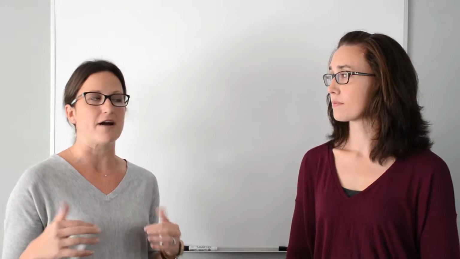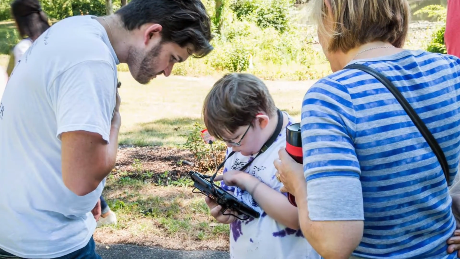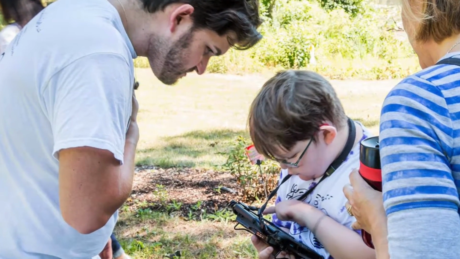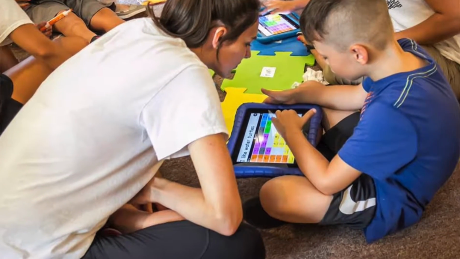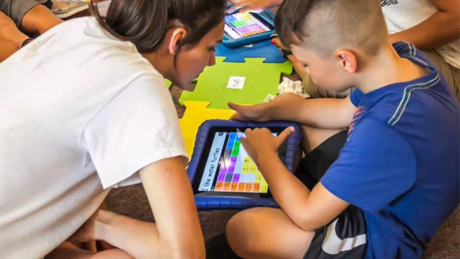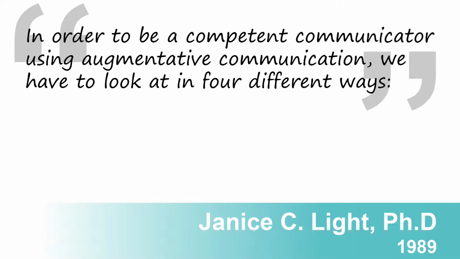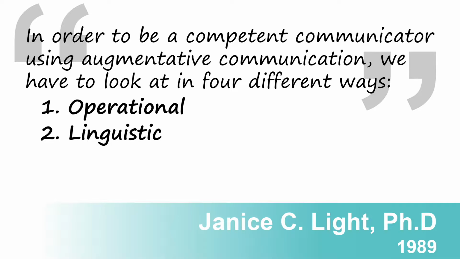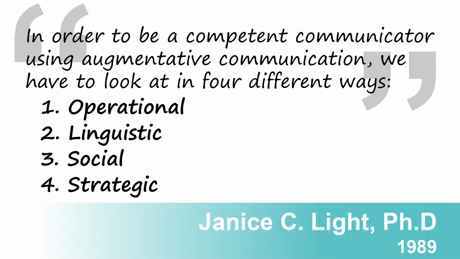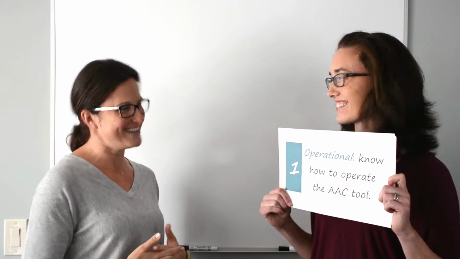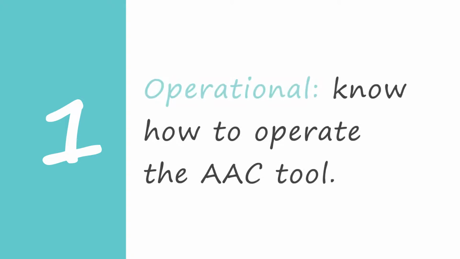So as we talked about, it's a process between a sender and a receiver, and there's a shared message. But what we've also learned from gurus in our field, such as Janice Light, who in 1989 told us that in order to be a competent communicator using augmentative communication, we really have to look at it in 4 different ways. So she designed and talked about 4 communicative competencies. One is operational competency.